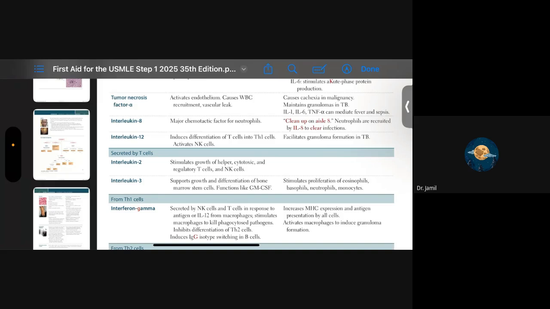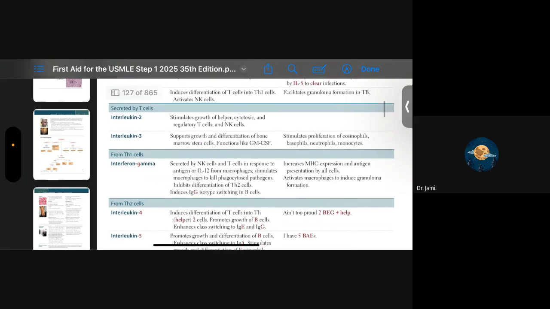Interleukin 3, really important, GM-CSF, acting on bone marrow to increase the expression of eosinophils, basophils, neutrophils, the granulocytes. So we discussed that we have our myeloid lineage and we have our lymphoid lineage. In the myeloid lineage, basically we have the granulocytes, if you remember.